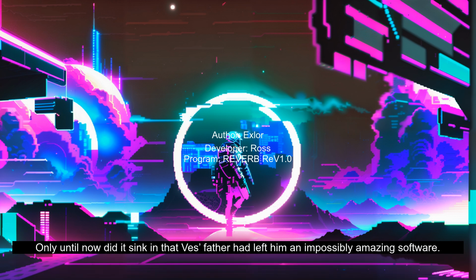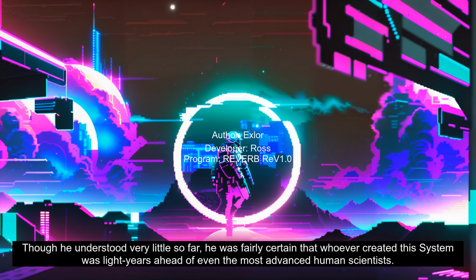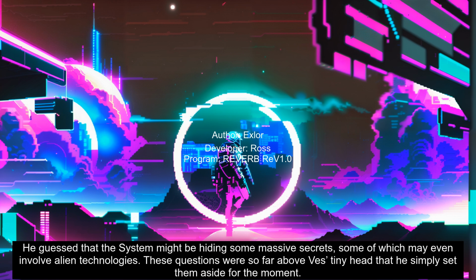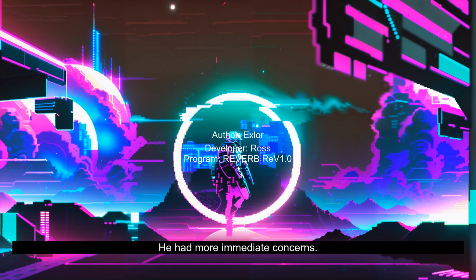Only until now did it sink in that Vess's father had left him an impossibly amazing software. Though he understood very little so far, he was fairly certain that whoever created this system was light years ahead of even the most advanced human scientists. He guessed that the system might be hiding some massive secrets, some of which may even involve alien technologies. These questions were so far above Vess's tiny head that he simply set them aside for the moment. He had more immediate concerns.